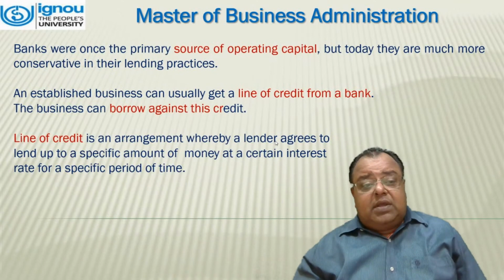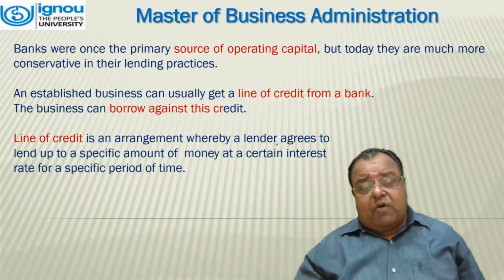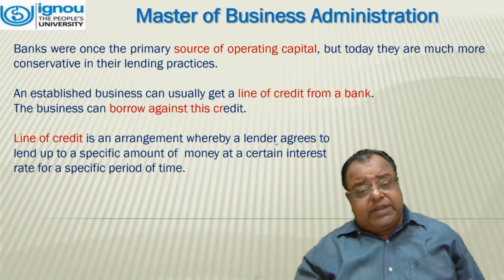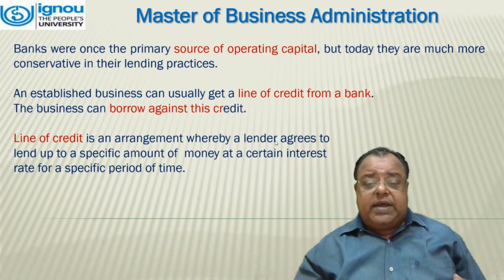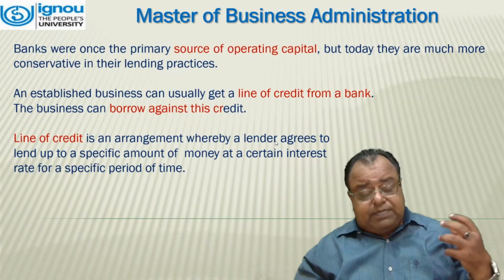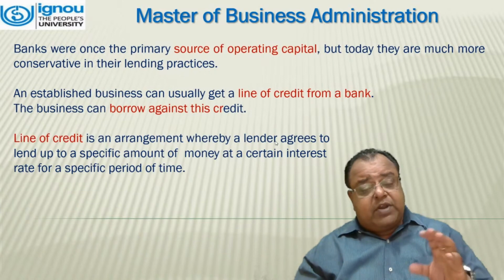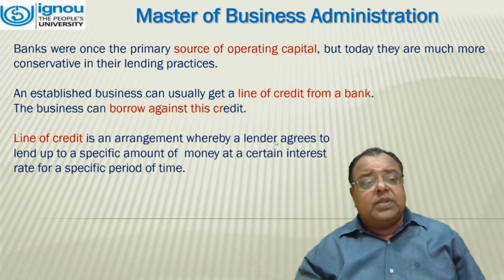Banks were once the primary source of operating capital, but today they are much more conservative in their lending practices. As an established business can usually get a line of credit from the bank, the business can borrow against this credit. A line of credit is an arrangement whereby a lender agrees to lend a specific amount of money at a certain interest rate for a specific period of time.